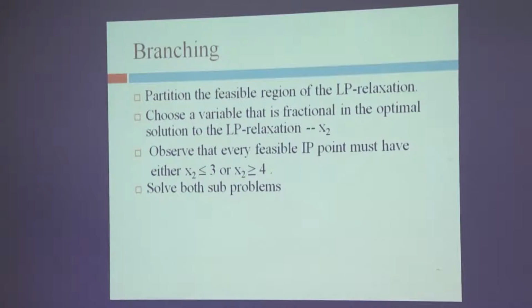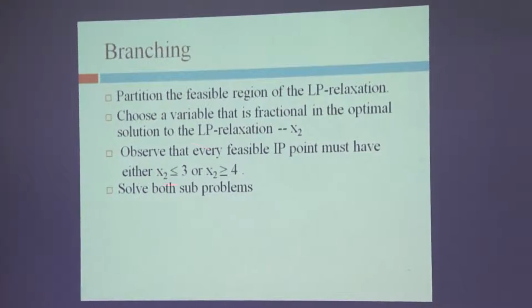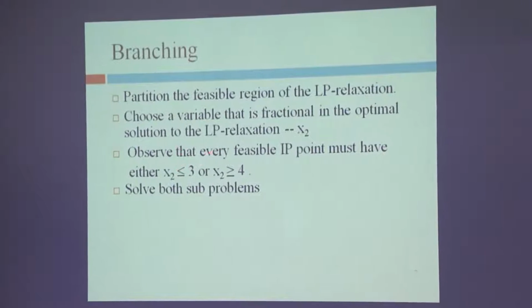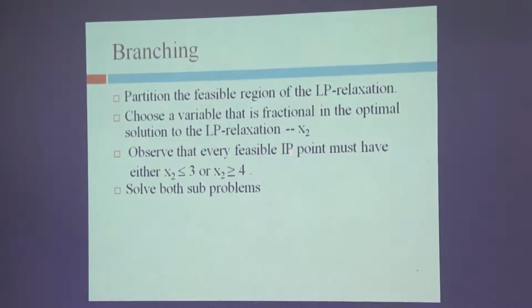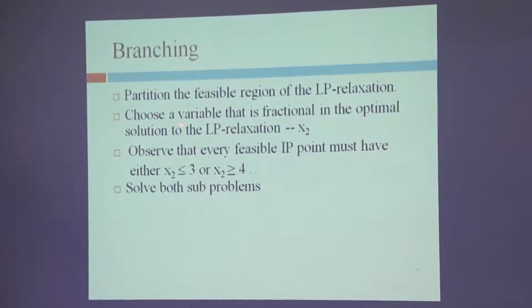So now what is the dividing which you are going to talk about? Partition the feasible region of the LP relaxation. How do I partition the feasible region? Choose a variable that is fractional in the optimal solution. In this case, he has chosen x2. There is no reason you can't choose x1 also. Observe that every feasible IP point must have either x2 less than or equal to 3 or x2 greater than or equal to 4, because decimal is not allowed.